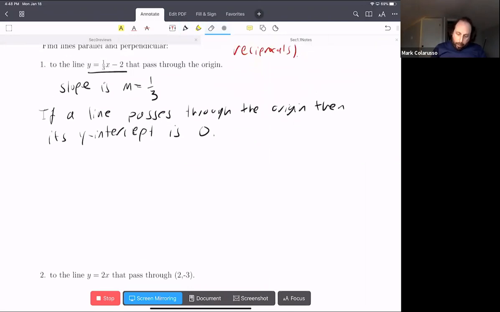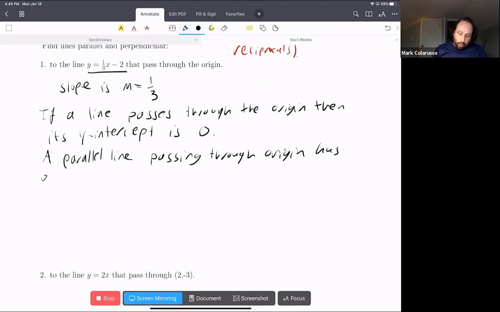Okay, so a parallel line passing through the origin has the equation y equals 1/3 x. So same slope, but the intercept is 0. So it's like there's a plus 0 here that you're not seeing, that we won't write. Okay? So we know the intercept is 0, the slope has to be the same, so 1/3 x.